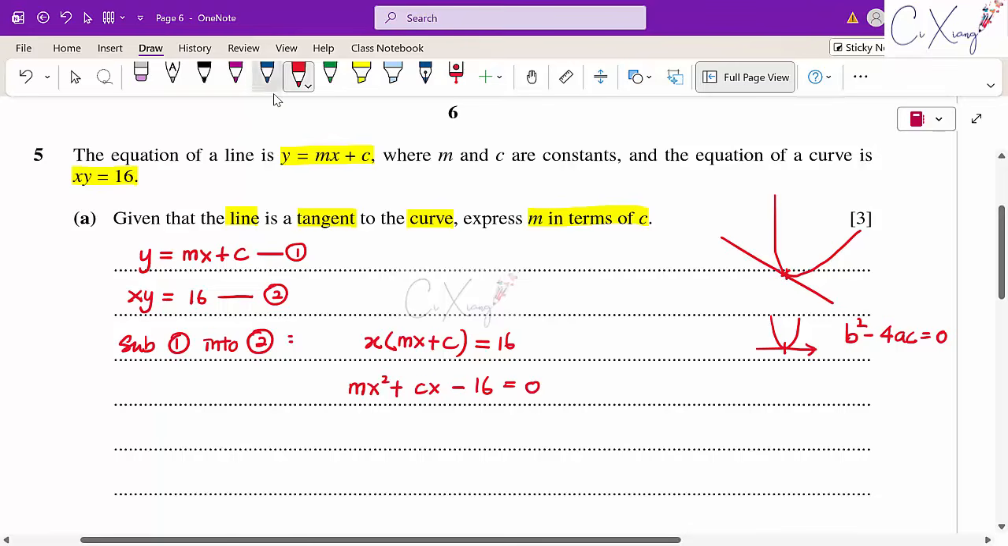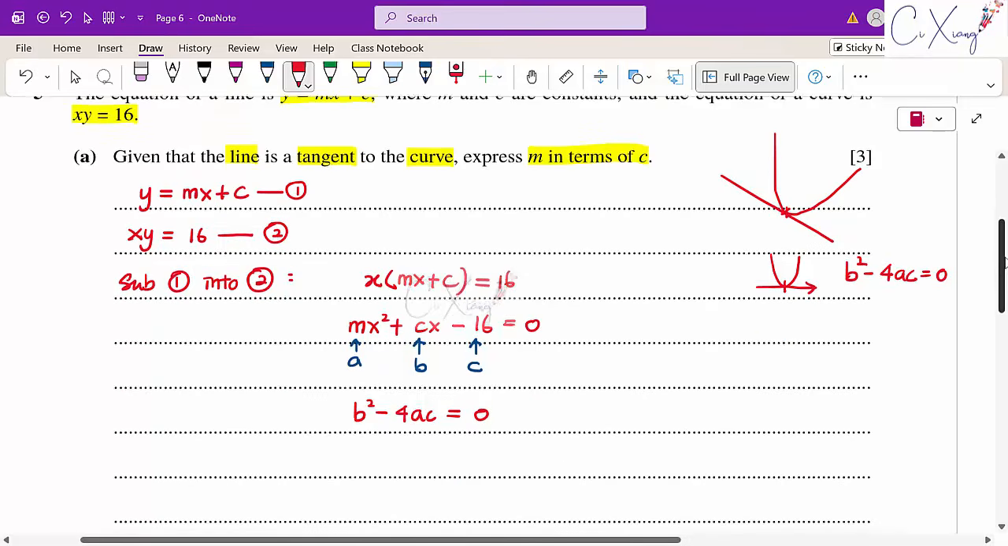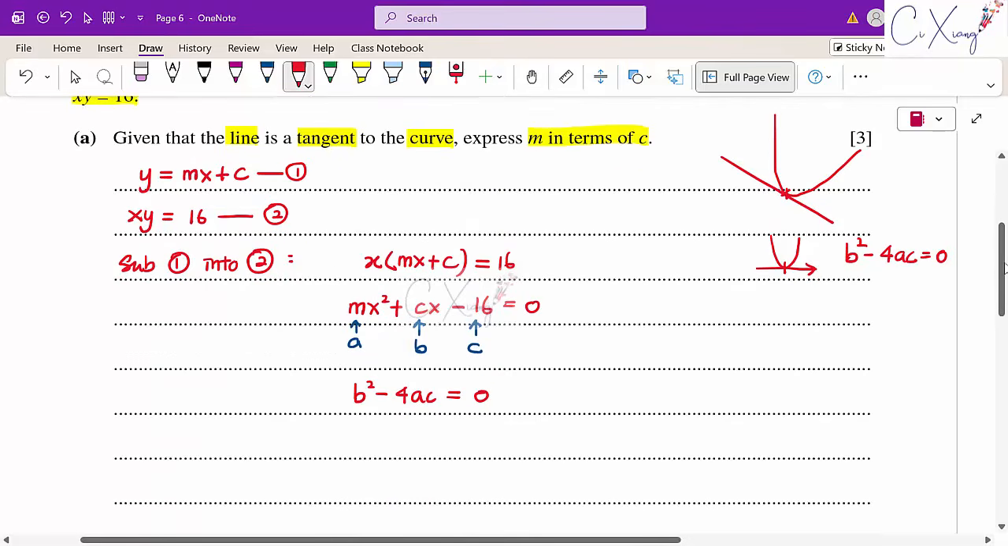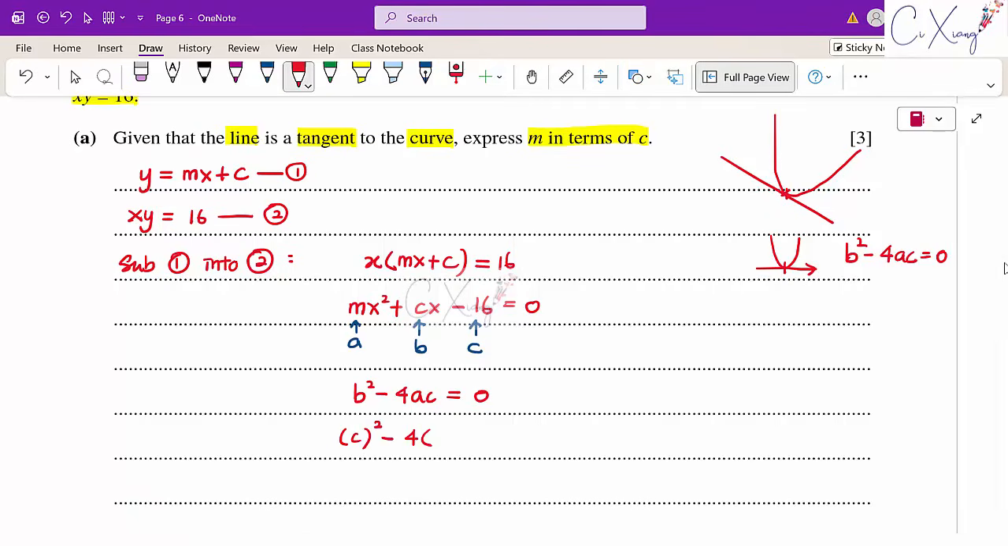And this is basically our quadratic form equation, where a is the coefficient of x squared, b is the coefficient of x, and c is the constant term in the quadratic equation that you get. And we use the discriminant formula, b squared minus 4ac equals 0. So let's substitute all the information that we have here. In this case, our b squared is c squared, minus 4 times a which is m, times c which is negative 16, equals 0.